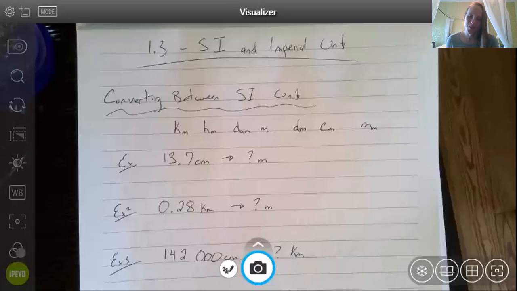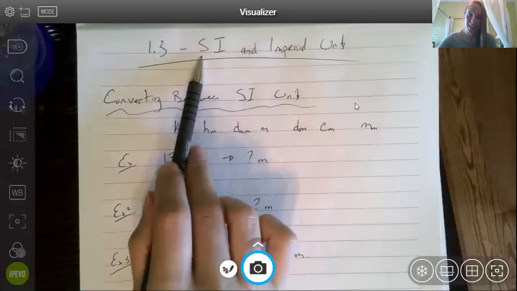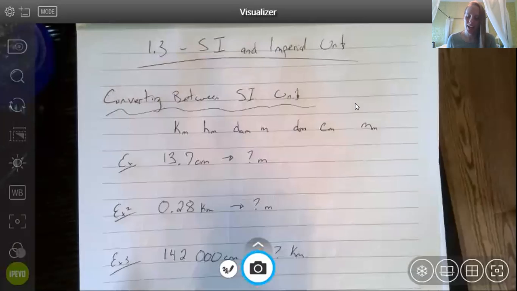Okay, so this is lesson 1.3, SI and imperial units. In this case, the SI refers to Système International, or the International System of Units, which is the system of units used by most of the countries in the world, with a big exception being the United States. And our metric units, which are the ones that refer to length in particular, fall under the category of SI units. So when we're talking about SI units, what we mean is the metric units of length.